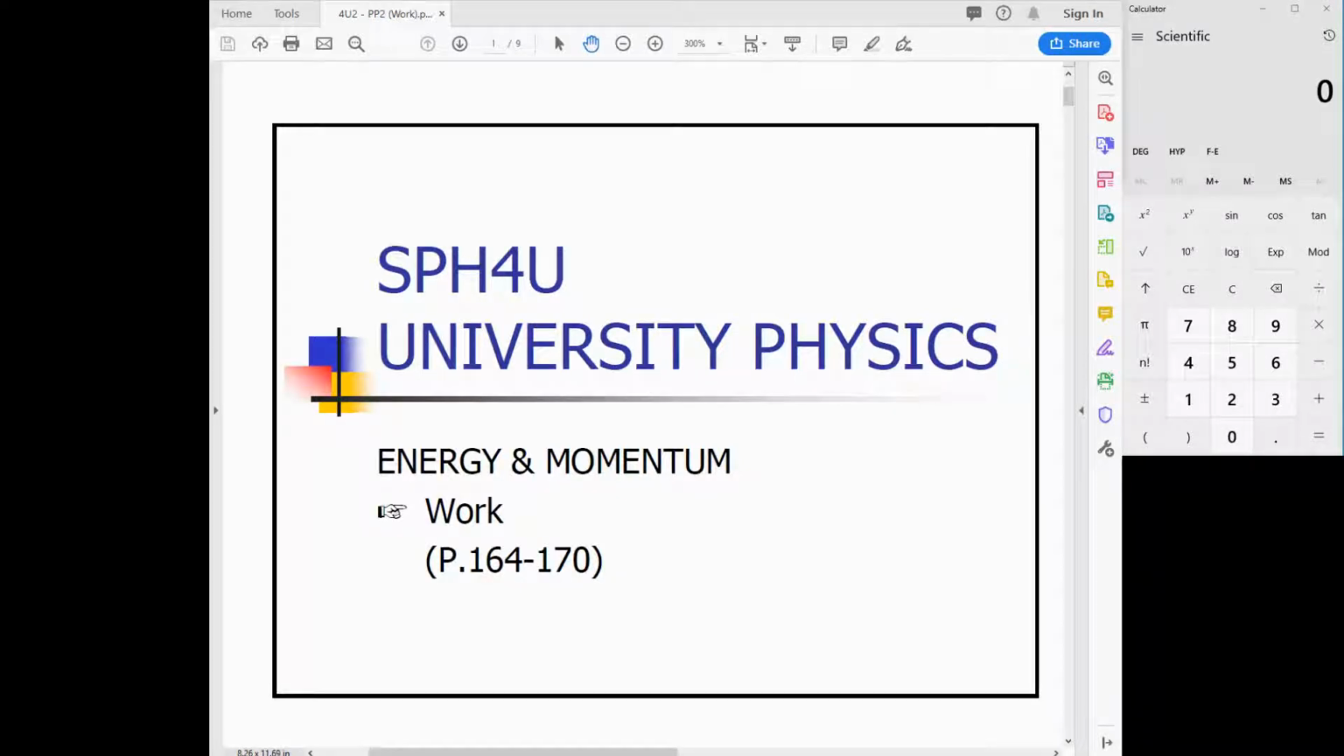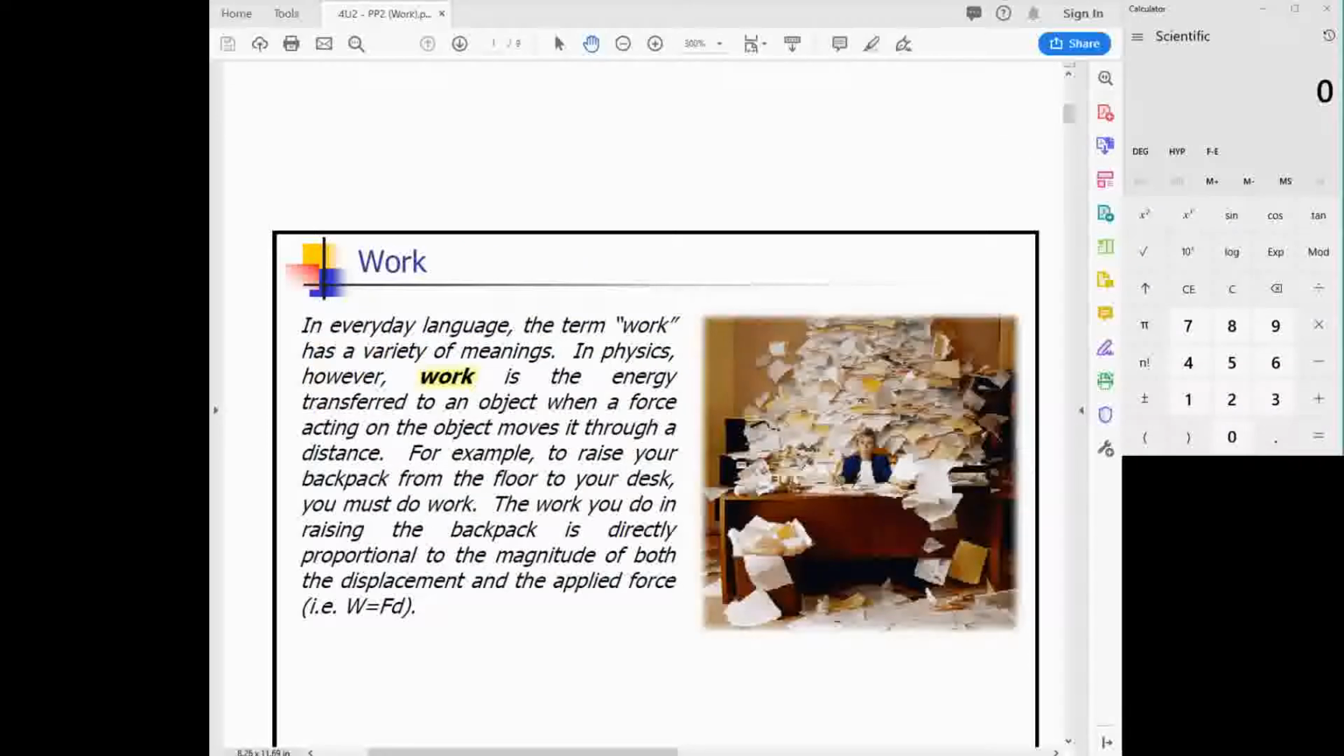So we're starting the next unit. It is on energy and momentum. Our first topic is work. In your textbook, this is section 4.1.